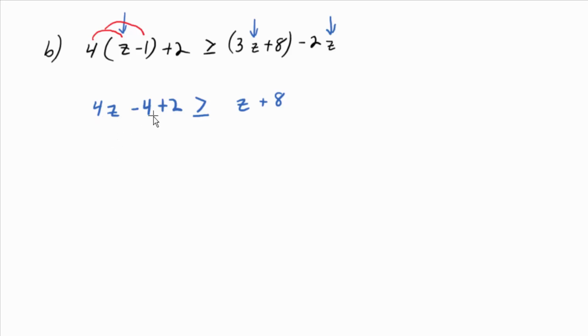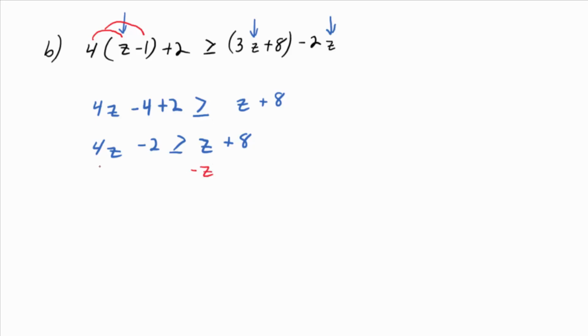Okay, let's combine the like terms together. We are going to run out of time if I keep talking about nonsense. 4z, minus 4 plus 2, minus 2, is greater than or equal to z plus 8. So it's always nice to combine the like terms on either side first and then get the like terms from opposite sides together. So I see a z here, I see a 4z here.